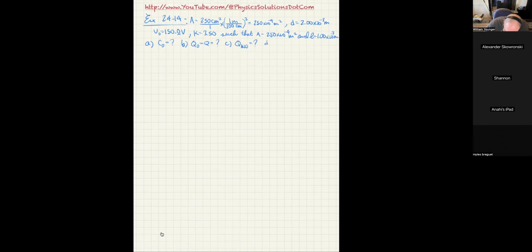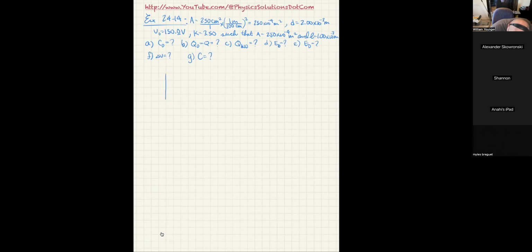For part D, they're asking the electric field in the space between each plate and the dielectric. That is our E0 equals question mark. And then the electric field in the dielectric, E sub D equals question mark. F is the potential difference between the plates after the dielectric is added, so F is delta V equals question mark, and then G is C equals question mark. So that's what we're supposed to be working out.